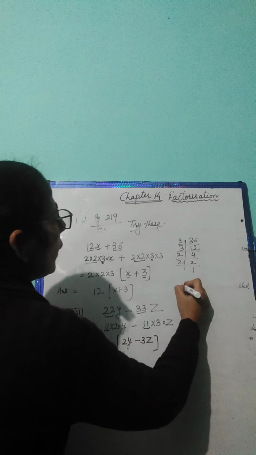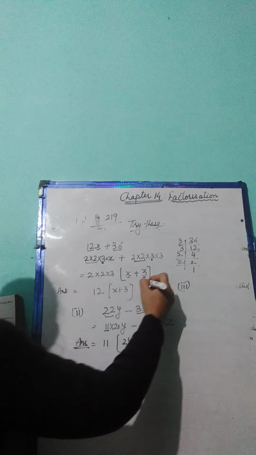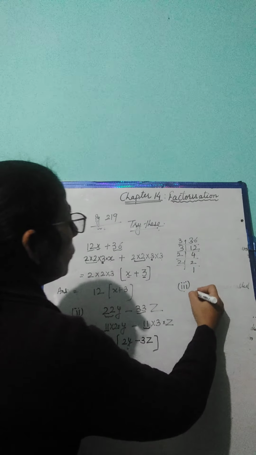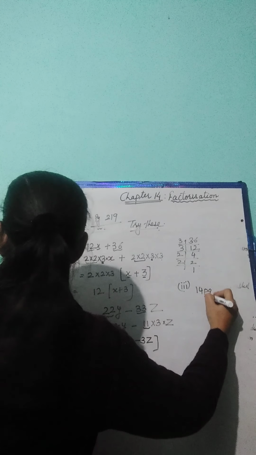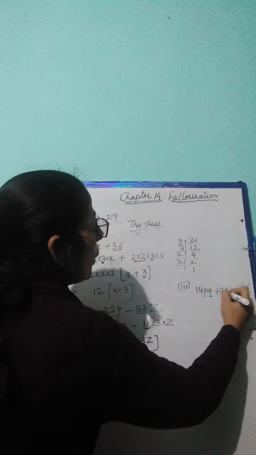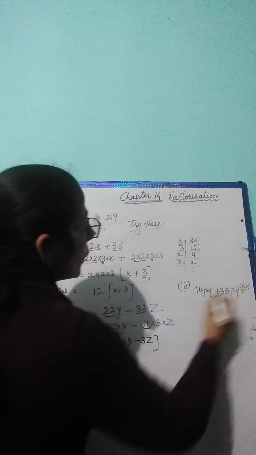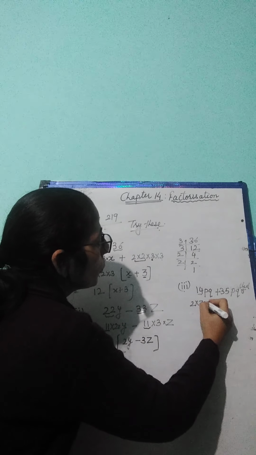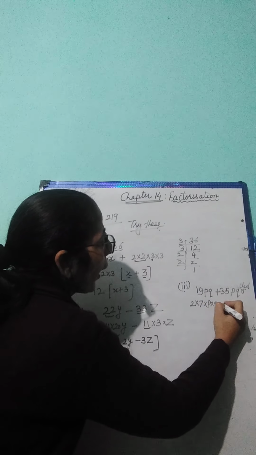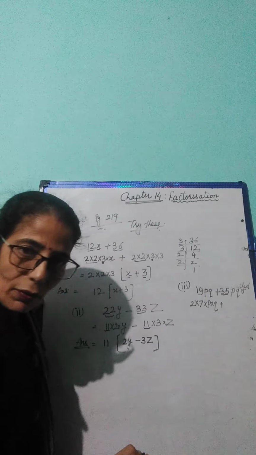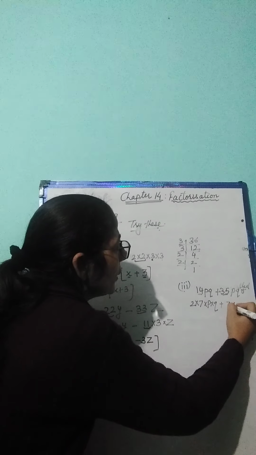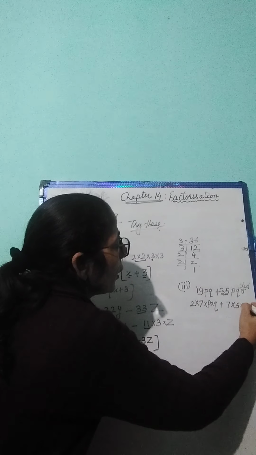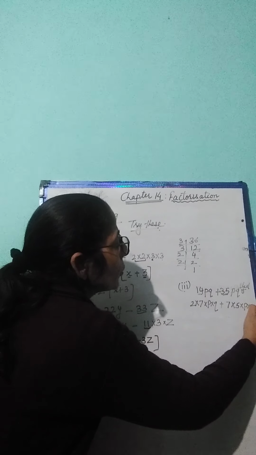Last part, third part. Third part is 14pq plus 35pqr. Now let us see what can be written here. 14 can be written as 2, 7. So these are the prime factors into p into q. And how we can write 35? 7 5s are 35. These are the prime factors. 7 into 5 into p into q into r.